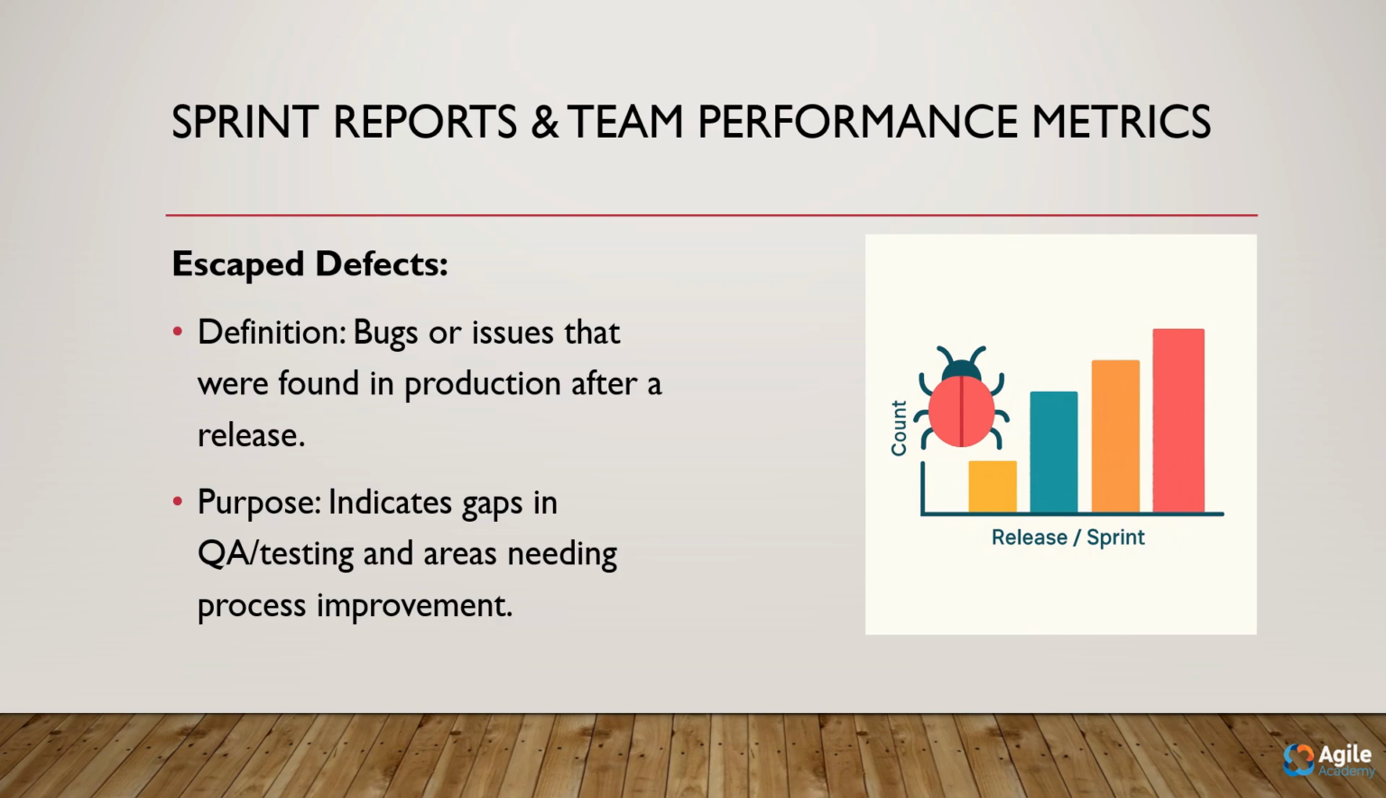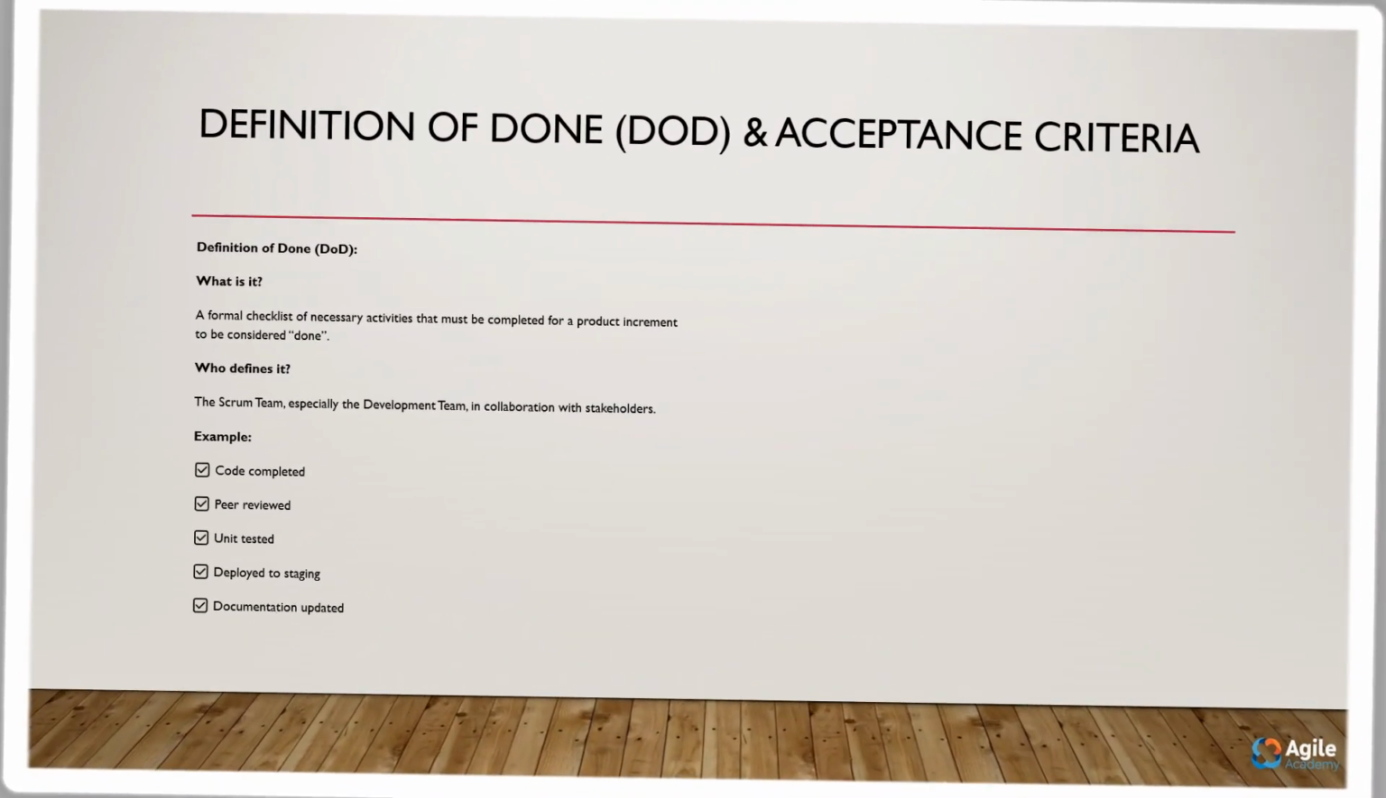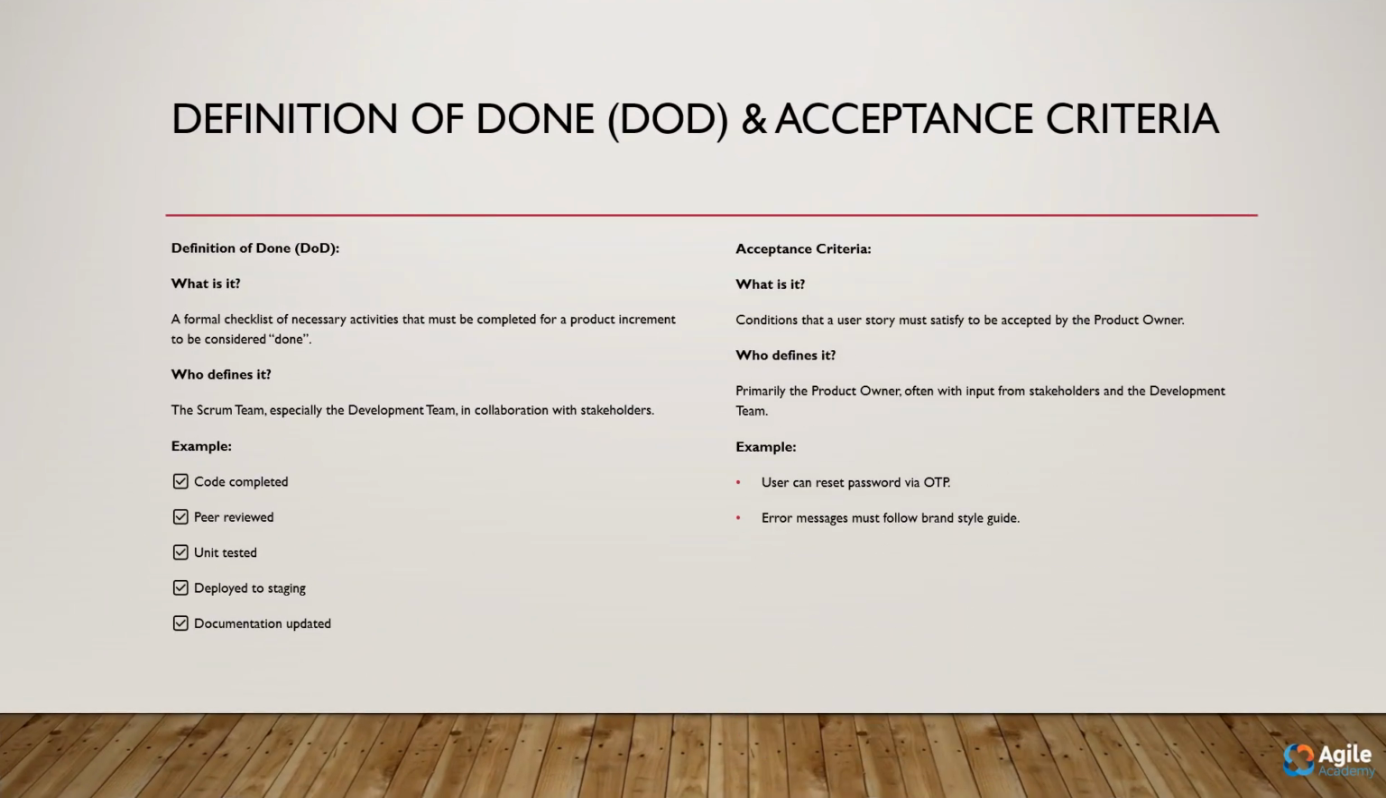Now, let's clarify two key Agile quality gates: the definition of done and acceptance criteria. Definition of done is a formal checklist that ensures a product increment meets all quality and completeness standards, such as code completed, peer-reviewed, unit tested, deployed to staging, documentation updated. This is defined by the Scrum team and stakeholders and should be visible and respected in your workflow.